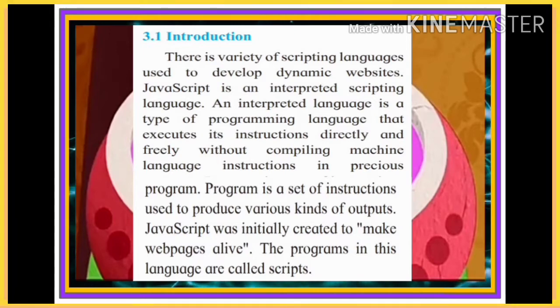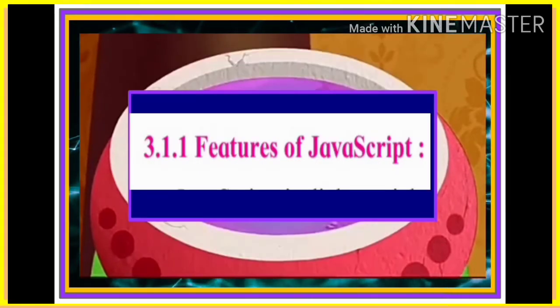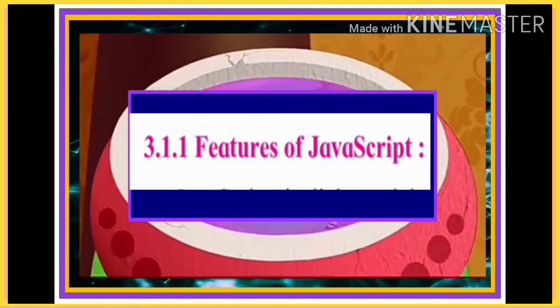JavaScript was initially created to make web pages alive. The programs in this language are called scripts. In short, JavaScript is the most important and useful scripting language in software development. Features of JavaScript. In 11th standard, we have already discussed some important features of JavaScript.